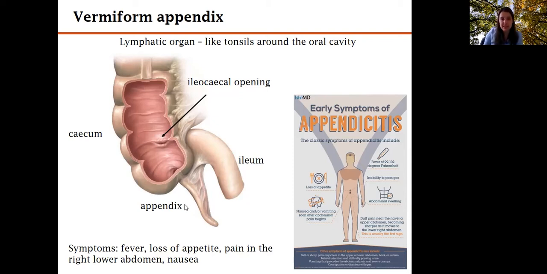This is the appendicitis, which is a quite common and quite dangerous infection, or could be dangerous, because it can cause perforations in the wall of the intestines, and this could be life-threatening as well.